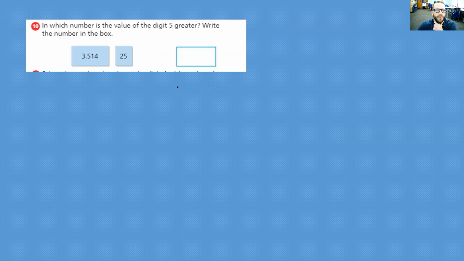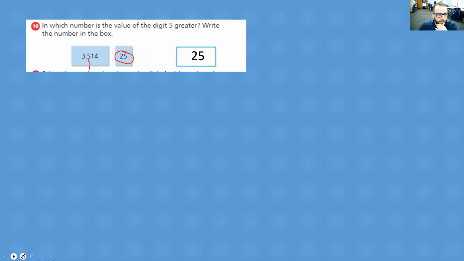And which number is the value of just the 5? So where is the 5 worth the most? Well, the 5 here is worth 5 wholes. The 5 here is worth a little 5 tenths. So the answer is going to be 25 because it's 5 wholes.